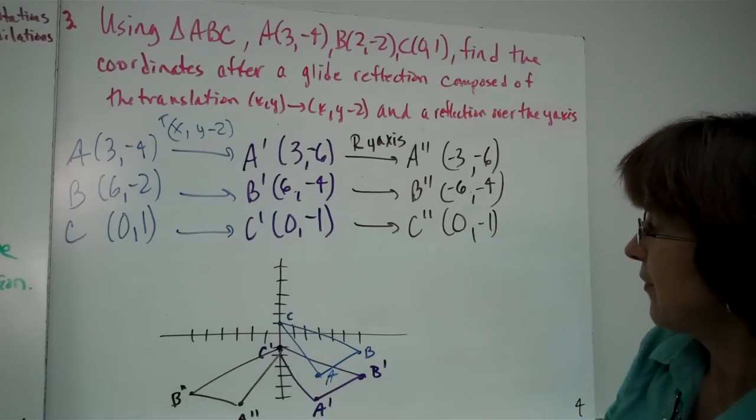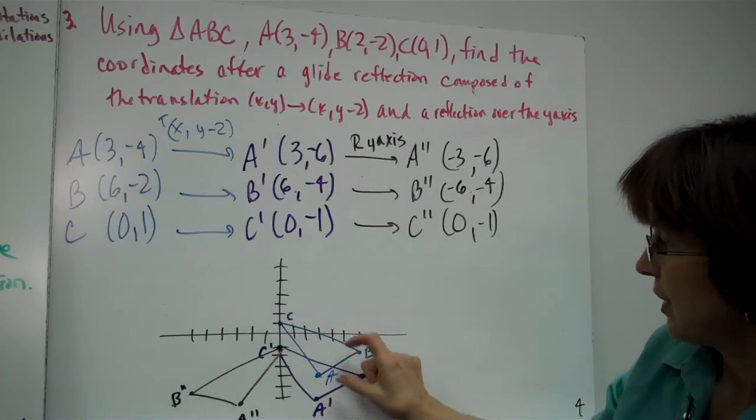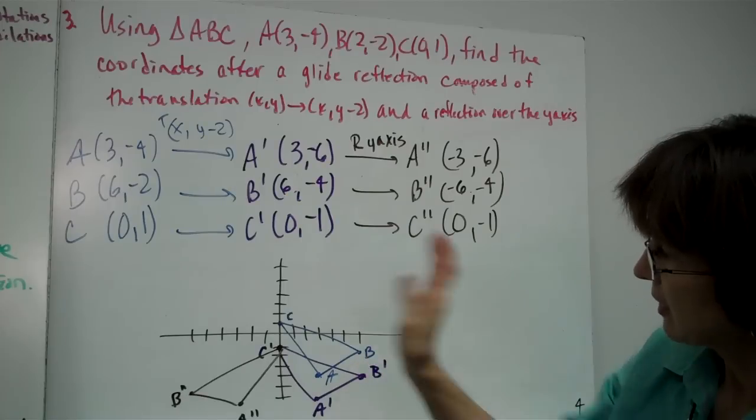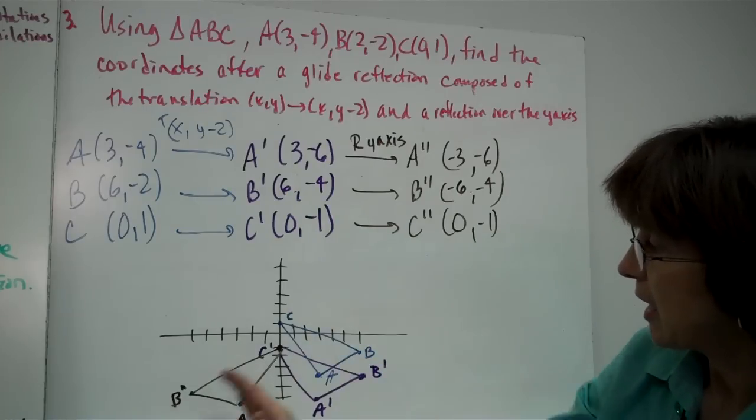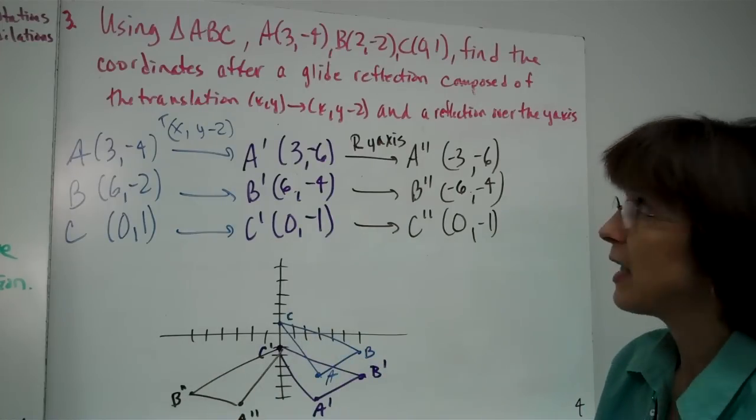Then I checked it with the graph, and it checks out, because the blue is first, and then I went down 2, and then I reflected it over the y-axis, and that's my glide reflection. Okay, we'll practice a lot of these in class.